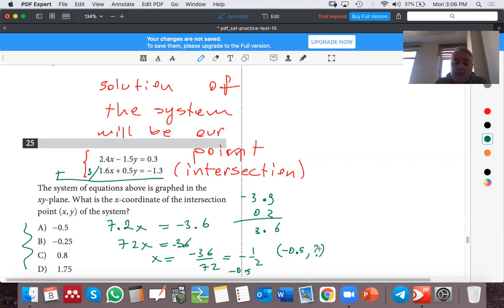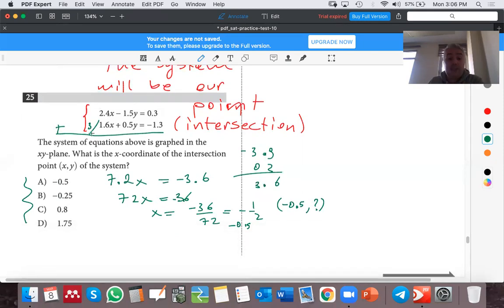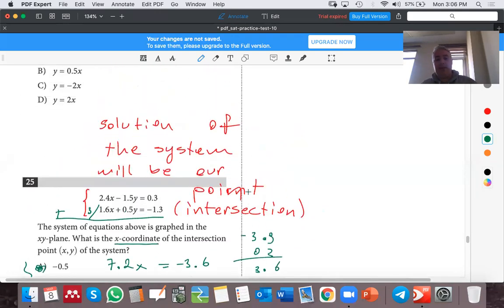What about the y component? But when I check the question, it says only find the x coordinate. So this is the x coordinate. It means it is finished. The answer is A. Okay? Anything? No.